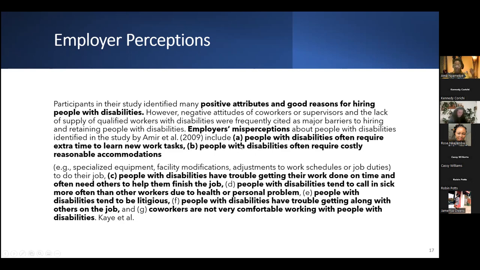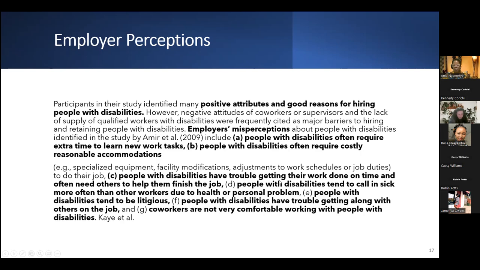The perception and some action are that people with disabilities may often require extra time to learn a new work task, and that people with disabilities often require costly, reasonable accommodations. These are some of the perceptions. So you're looking at things like specialized equipment, facility modifications, adjustment to work schedules, or job duties.